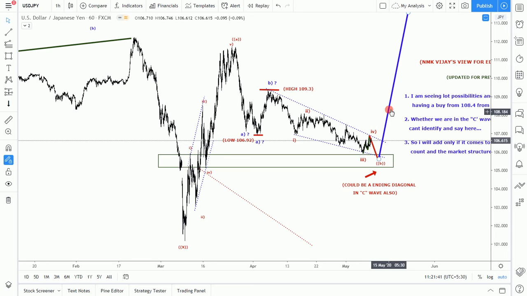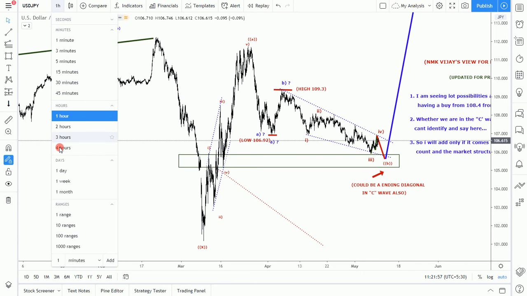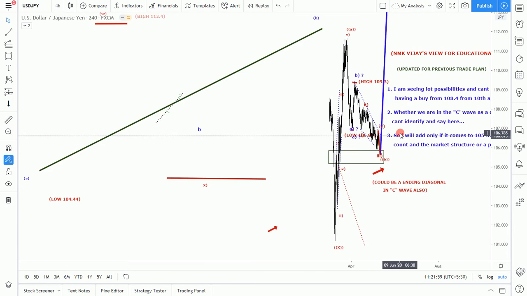It may give the pullback, but expecting the pullback, don't book the profit here, because we know the destination, it has to break that 112. 111.8 is the high. So it has to break. For me, it may break. One second.